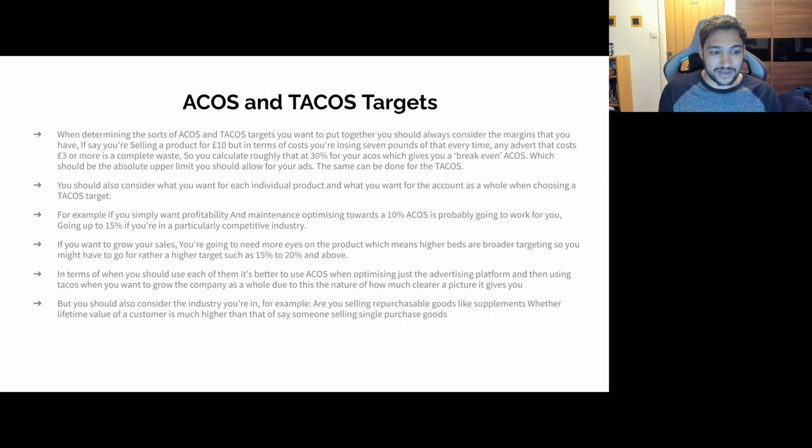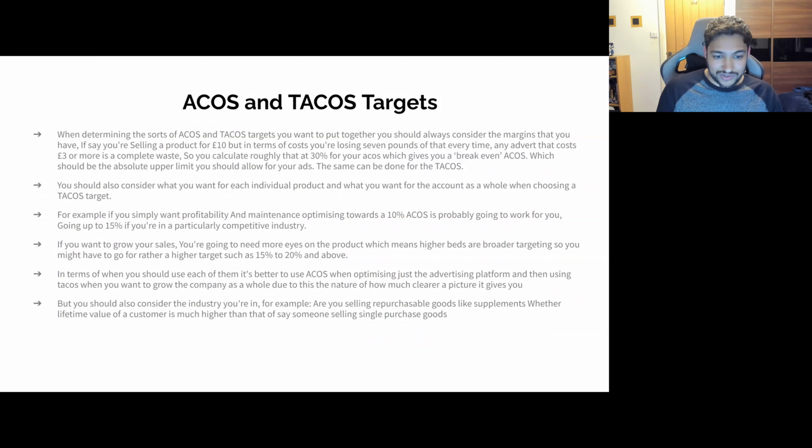And the same can be done with TACoS. You should also consider what you want for each individual product, as well as what you want for the account as a whole when choosing a TACoS target. For example, if you simply want profitability and maintenance, as a general rule of thumb, optimizing towards 10% ACoS is probably going to work for you. As e-commerce has become a bit more competitive, and also if you're in a particularly competitive industry, that can go all the way up to 15%, provided your margin's there.